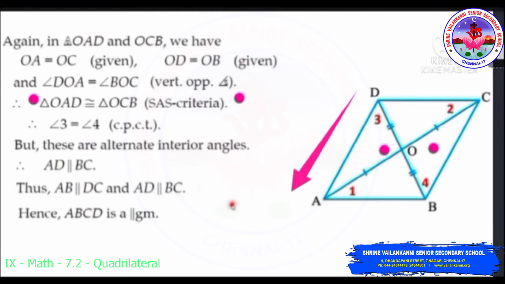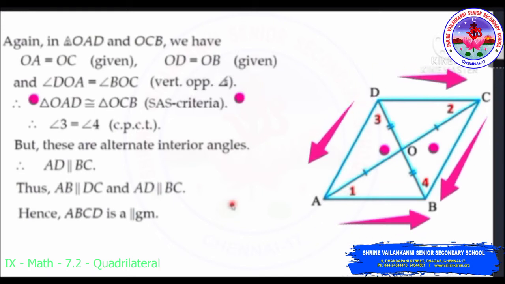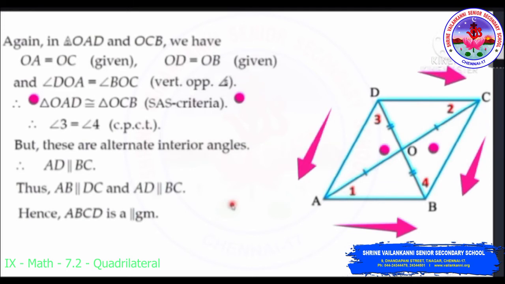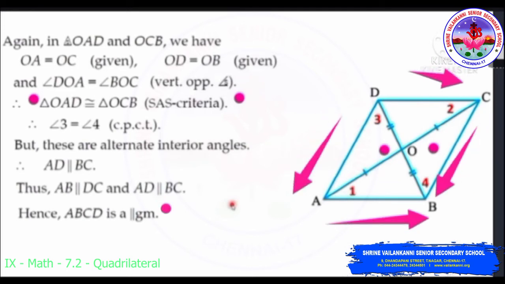Here we find that AD and BC are the two lines cut by the transversal BD, and the alternate interior angles 3 and 4 we proved as equal. So by the converse of alternate interior angles, if two lines are cut by a transversal making the alternate interior angles equal, then those two lines are parallel to each other. So AD is parallel to BC. So we got AB is parallel to CD and AD is parallel to BC. Both pairs of opposite sides are parallel, so ABCD forms a parallelogram.